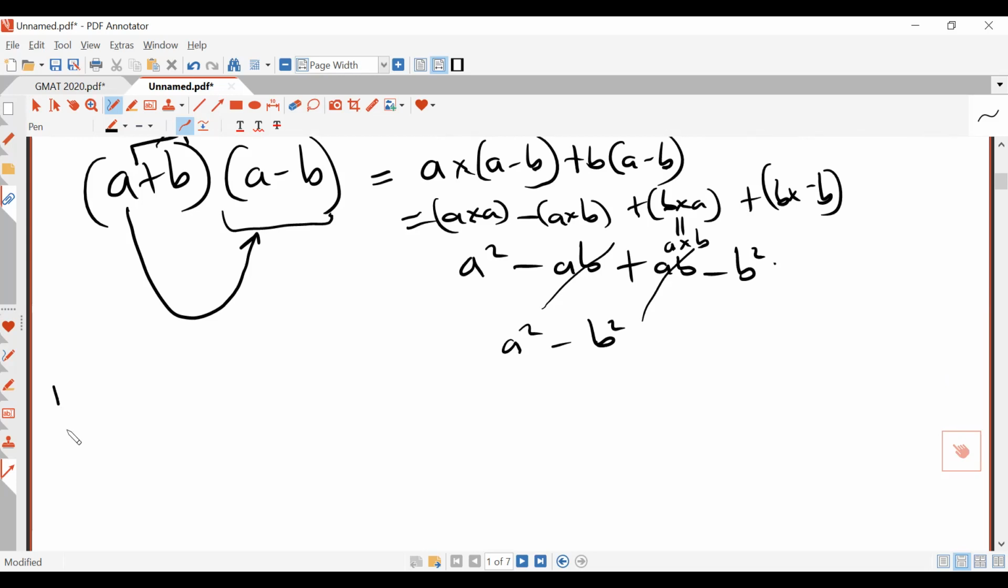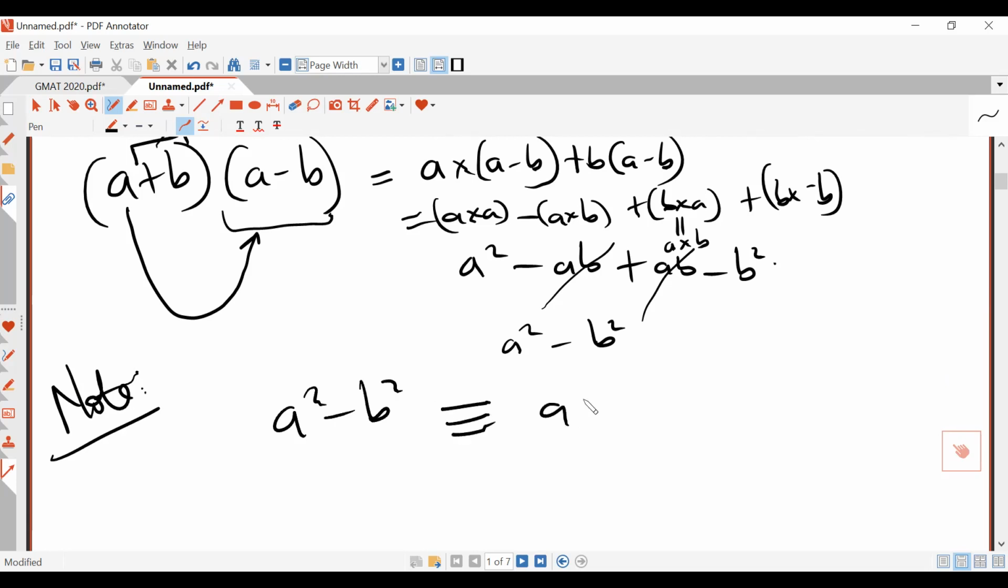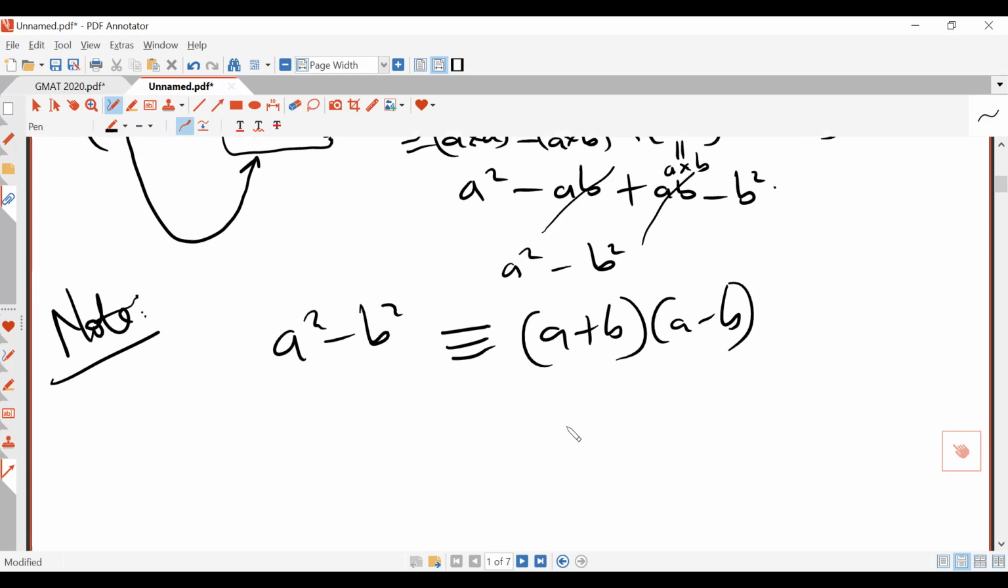So in other words, whenever you see a difference of two squares, for example, A squared minus B squared, just know that this is the same as A plus B into brackets A minus B. That is the conclusion on this. And an example on this can be that, for example, what is the square root of 400 and 49 squared. This is the same as 50.